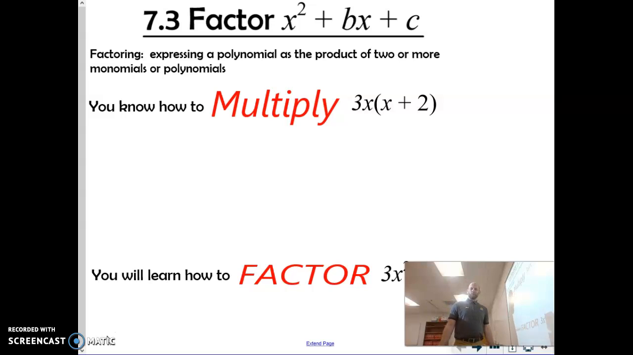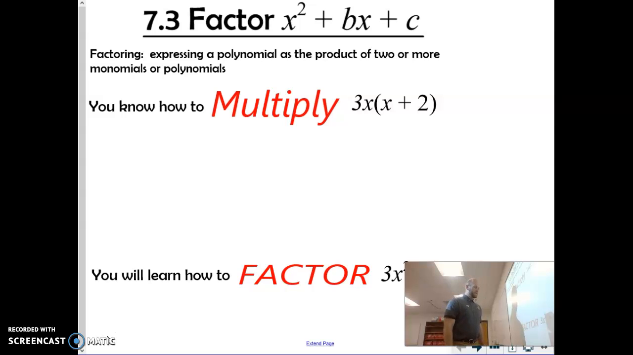One of the things that I want you to understand is this is kind of going backwards from what we've been doing. To this point, we've been taking things and multiplying them together to get these quadratics. What we're going to be doing today is factoring them apart. The reason that we're going to do this is ultimately we're going to look to solve these quadratic equations when they're set equal to 0, and factoring is one of those methods.